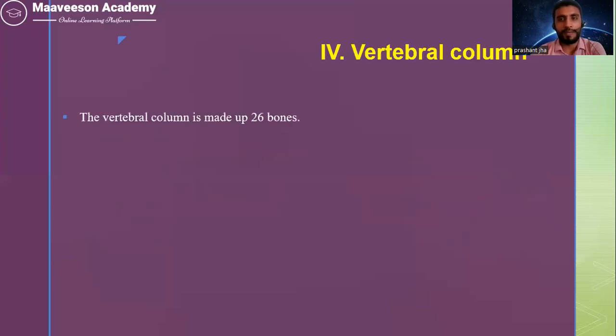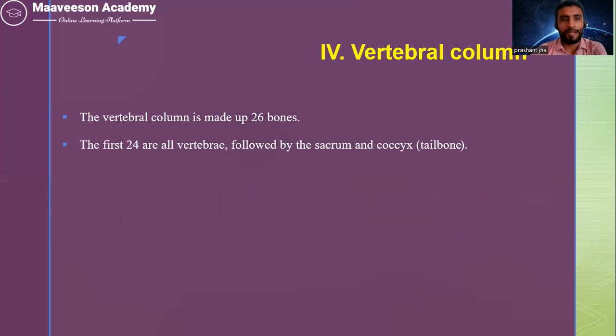Next is the vertebral column. The vertebral column basically includes 26 bones, of which 24 are vertebrae, followed by the sacrum and coccyx, which is also known as the tailbone.